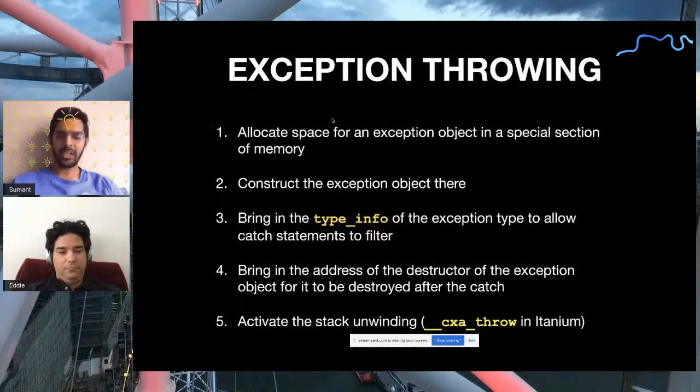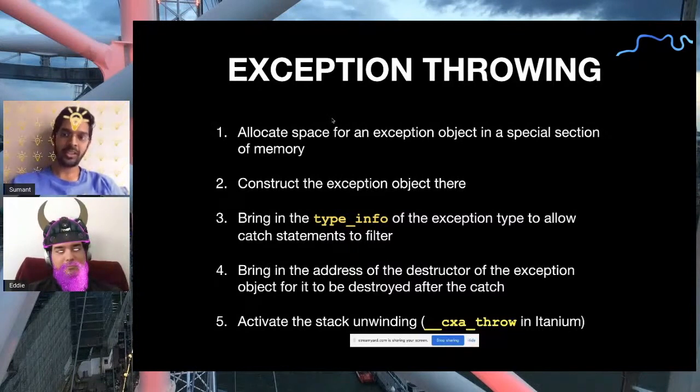All right, let's begin with what exactly exception throwing entails. Exception throwing can be broken down into 5 distinct steps. The first step is to allocate some space for an exception object in some special section of memory. The second is to actually construct the exception object. The third is to bring in the type info so that when the exception is thrown, the catch blocks can look at the type info and filter. The fourth is to get the address of the destructor so that the exception object can be destroyed after the unwinding is done. And finally, we do stack unwinding, which in the Itanium ABI would be a call to __cxa_throw.